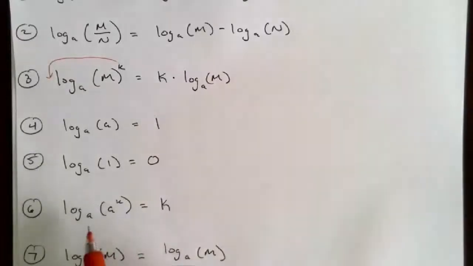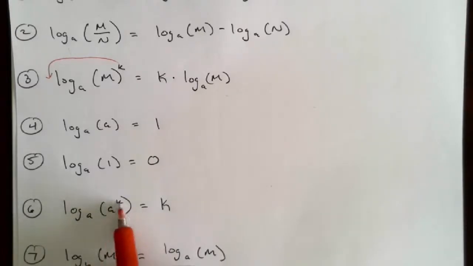The sixth rule here, we have log base a of a to the k power. So the argument is an exponential with the same base as the log. If the bases match, you can just take the exponent. The reason is it's saying a to what power gives me a to the k. Well, that power has to be k to get a to the k, so it's just equal to k. So if the bases match, you just take the exponent.